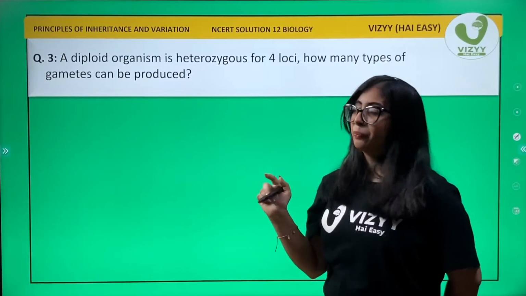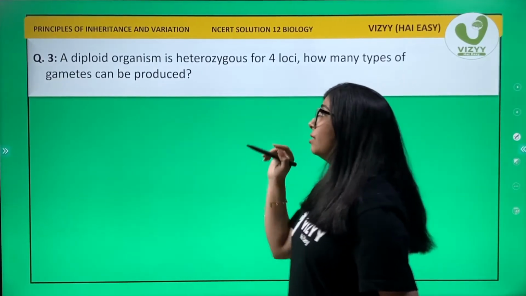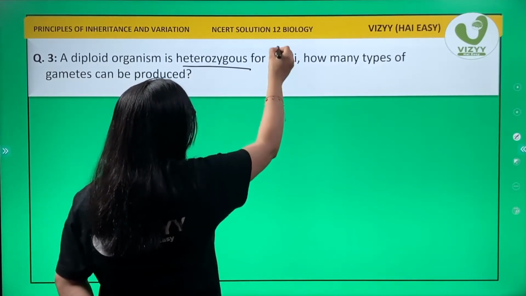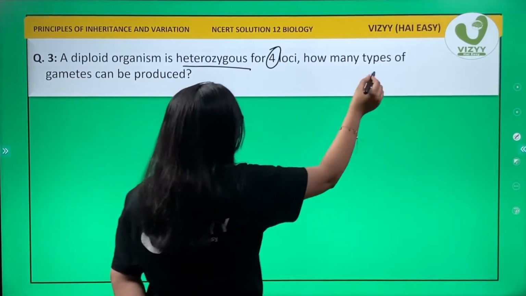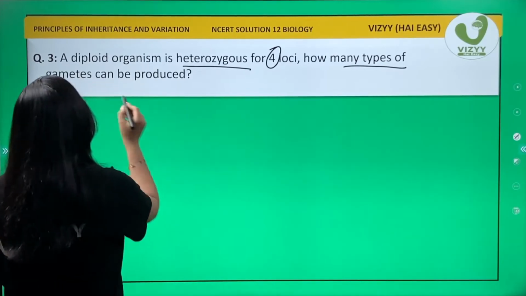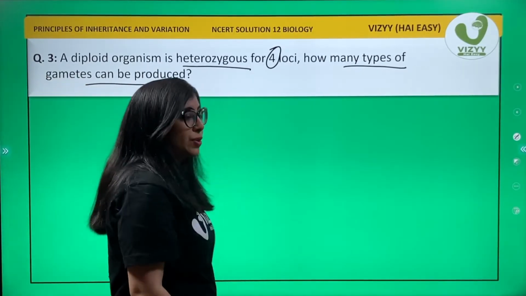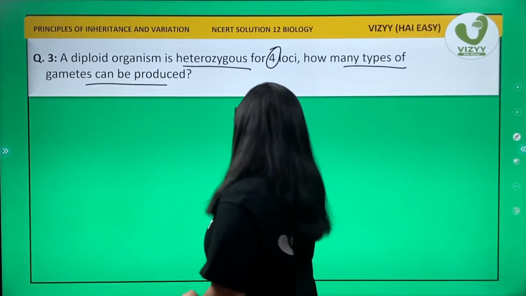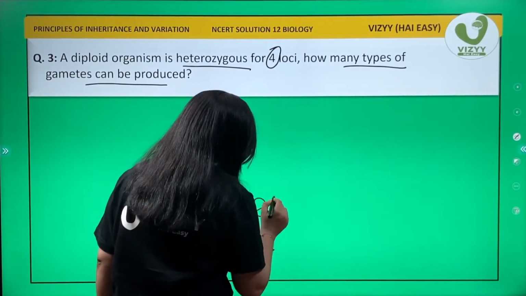Question number 3. Question 3 is, a diploid organism is heterozygous for 4 loci. How many types of gametes can be produced? Okay, for this answer, we need to remember one formula, 2 raised to n.